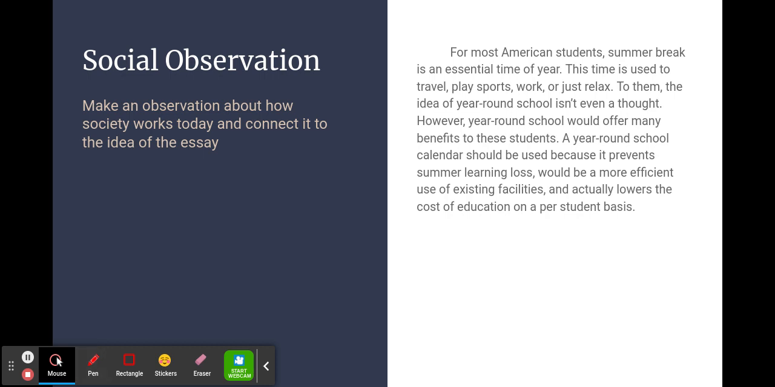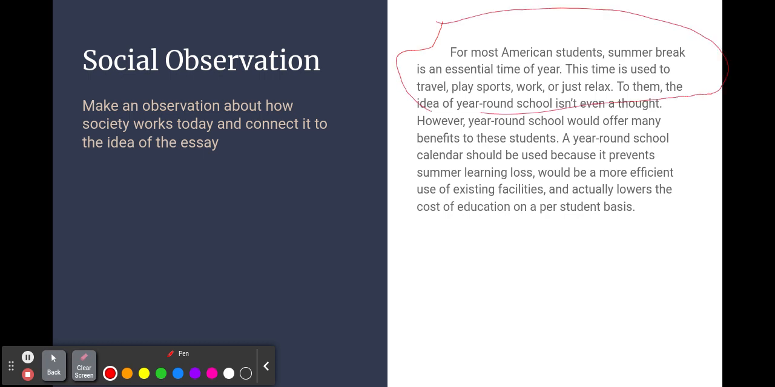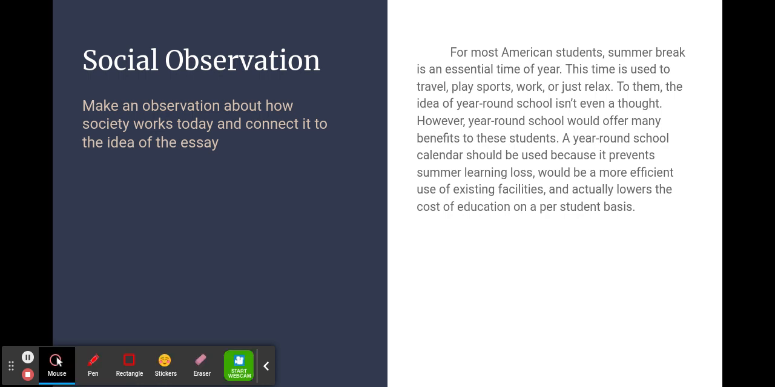So here we've got for most American students, summer break is an essential time of year. This time is used to travel, play sports, work, or just relax. To them, the idea of year-round school isn't even a thought. Right? So again, that's just a general understanding in American society. Summer's a big deal to kids, and you get that break from school. But because we're going to argue that we should have year-round school in this example, we're going to come out with our however. It would offer many benefits to these students, and our thesis. Right, so that's a social observation.